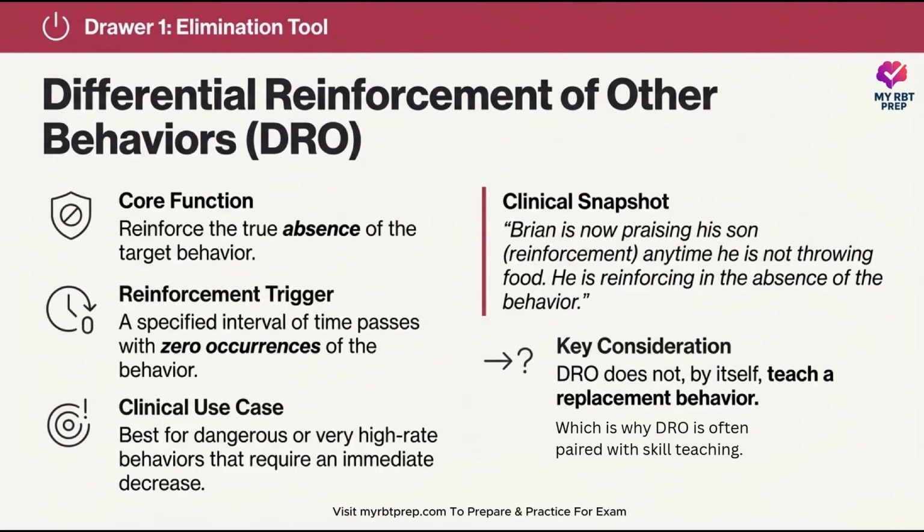However, catch the critical warning at the bottom right. DRO creates a behavioral vacuum. It stops the bad, but it does not automatically teach the good. It fails to teach a replacement behavior. So while you use this to put out the fire, you must pair it with skill teaching. Otherwise, you're just left with a void where the behavior used to be.